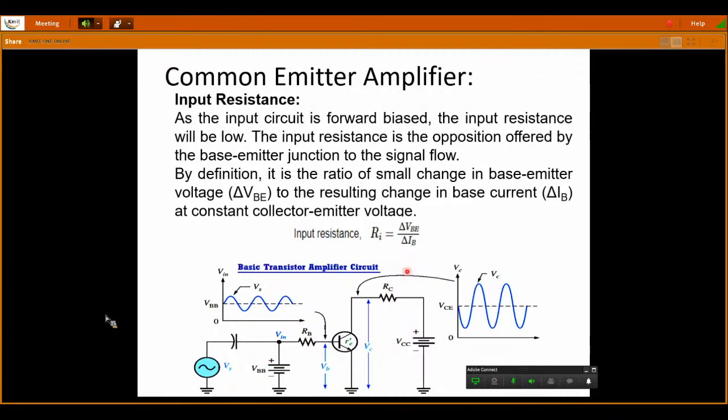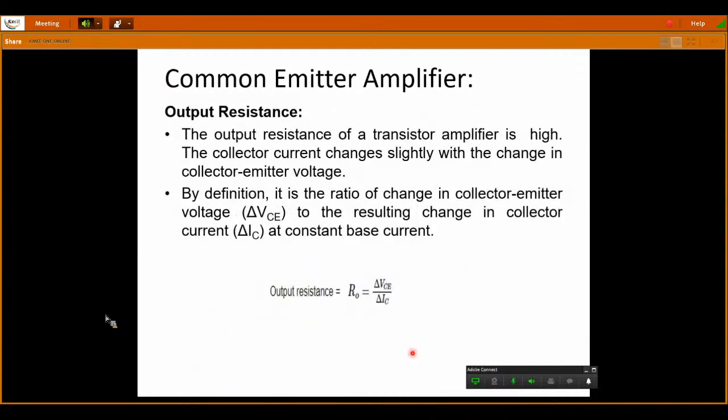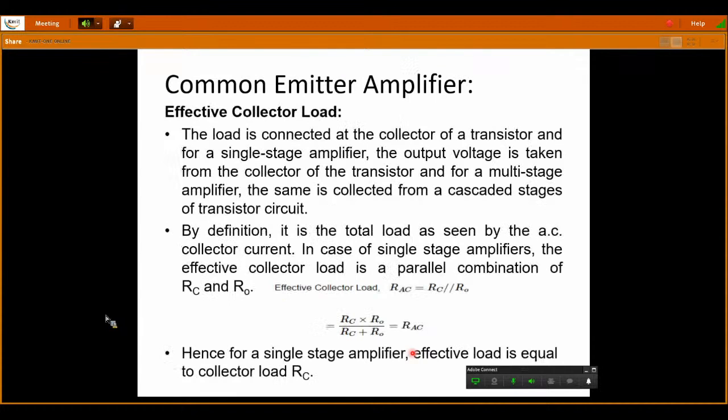Now the input resistance is the ratio of the change in base to emitter junction voltage to the change in input current, the base current IB. Next slide, output resistance. In a transistor amplifier, by definition, output resistance is the ratio of output voltage to output current. In the common emitter configuration the output voltage is VCE and the output current is IC. Hence Ro is equal to the change in VCE divided by the change in collector current.